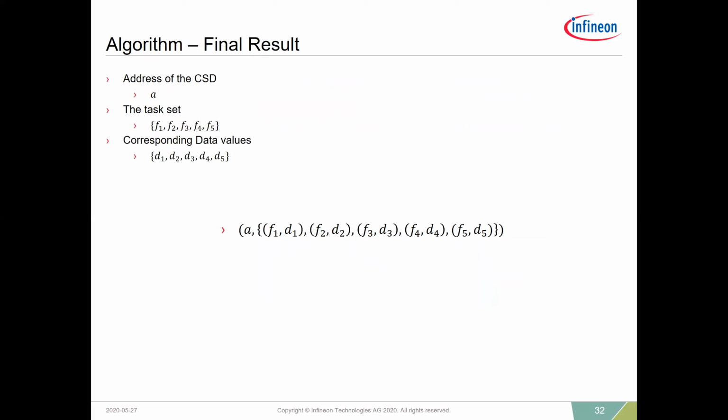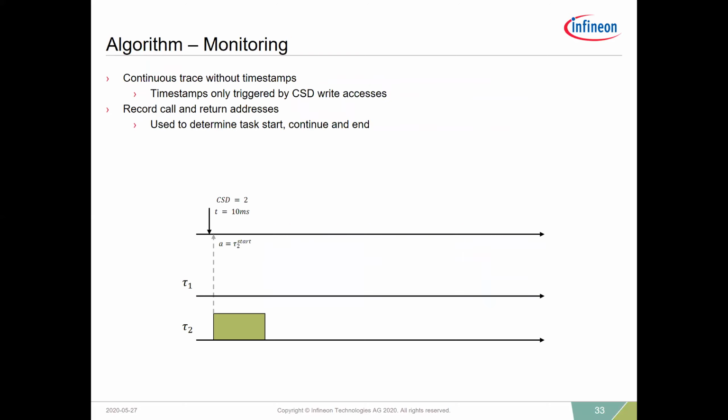We get the address, we get the functions that compose the task set, and we get the different data values that are written in front of each task. So now we can use this for the monitoring. And the monitoring is quite straightforward. So we know the address range of each task, and also what they call and return. So we can use this address to see if a task starts, continues, or ends its execution.